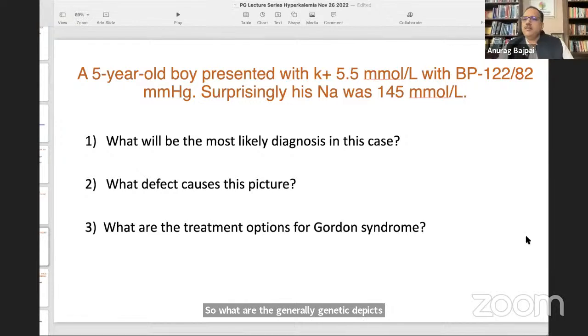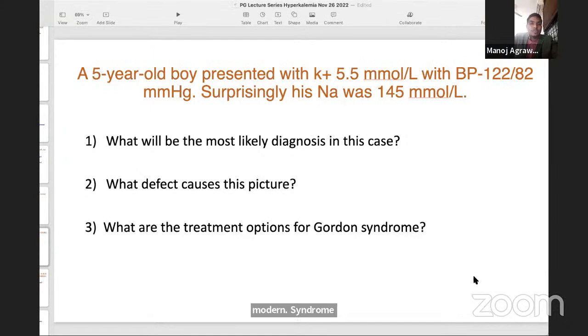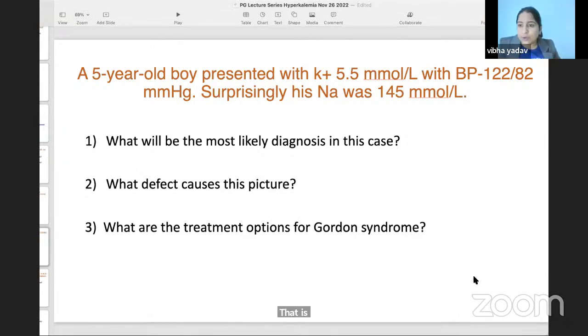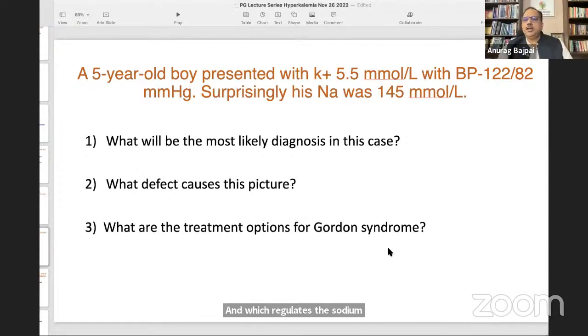So if somebody had heard Vibha, they would know exactly this is opposite to Gitelman. So which channel are we talking about in Gordon syndrome? This is sodium. The defect is basically WNK, which regulates the sodium chloride importer. The sodium chloride importer is the defect.